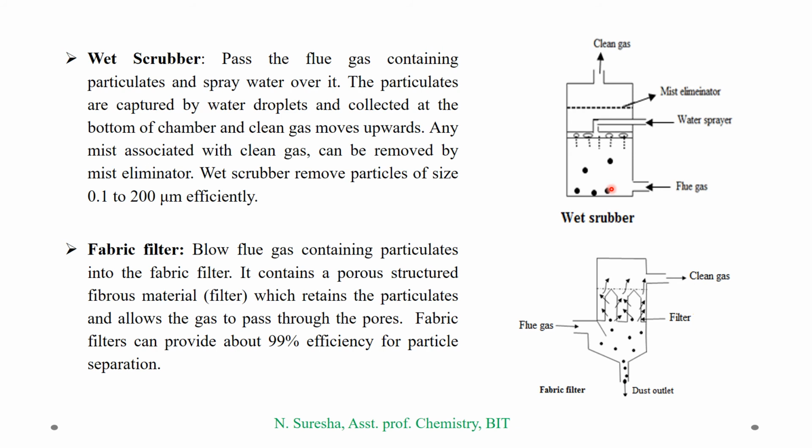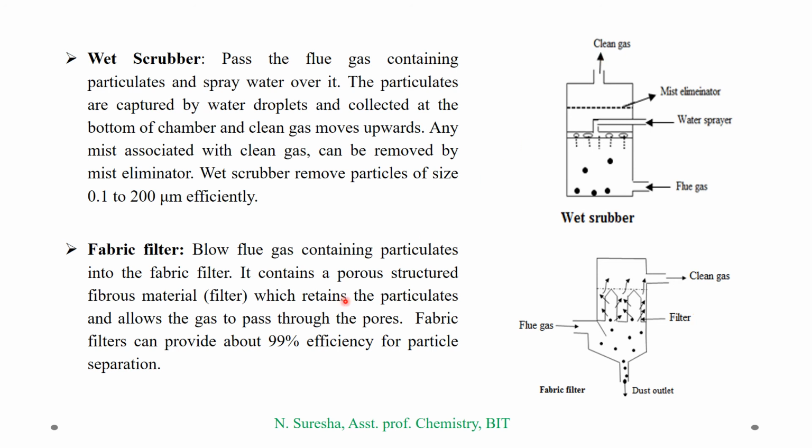When the gases rise up, water is sprayed over the gas. When water is sprayed, the particulate matter will be attracted by the water molecules and they will move downwards and collect at the bottom. If the flue gas is associated with any mist, the mist can be eliminated by passing it through the mist eliminator, and the clean gas can be released into the atmosphere.